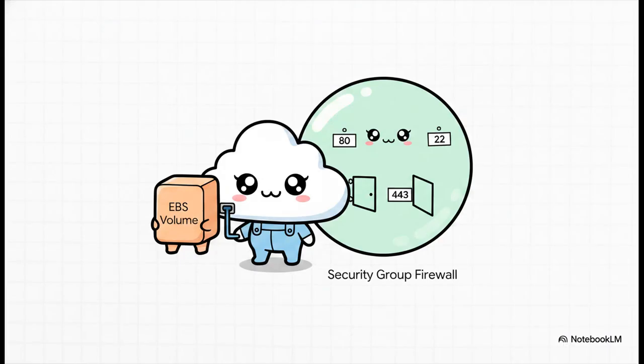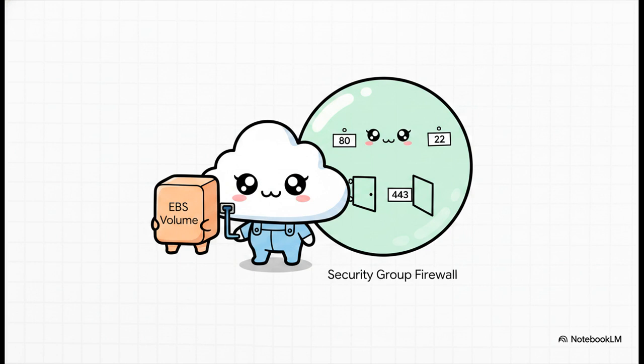Next, steps 3 and 4. This is where you attach data storage, like a 20 gigabyte SSD, which AWS calls an Elastic Block Store, or EBS volume. Then, crucially, you set up a security group. Think of this as your firewall. By default, a server blocks absolutely everything.